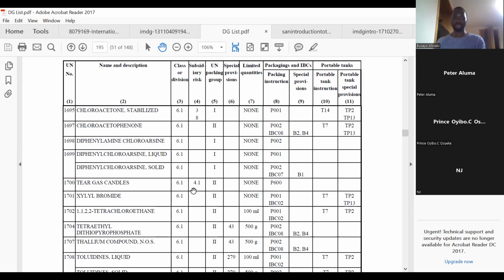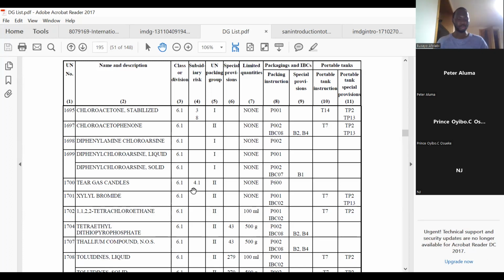So I'm going to go to UN number 1700. We've gotten the UN number, UN 1700. We've gotten the tear gas. We've gotten the classification of the article, which is 6.1, and 6.1 is toxic substances. We've also gotten the subsidiary risk, which is 4.1, so it falls under the hazard associated with flammable substances.